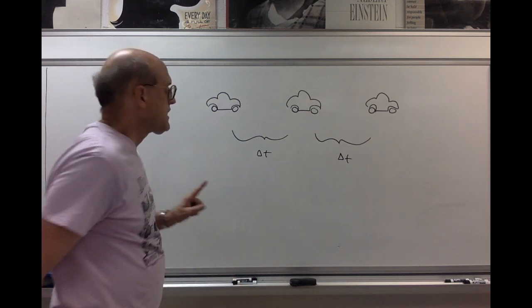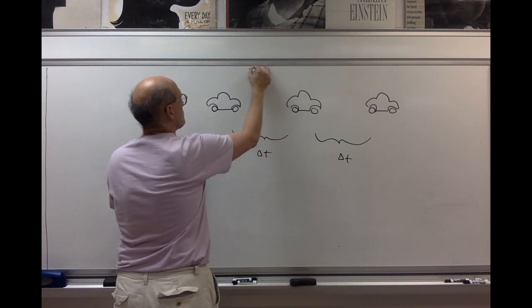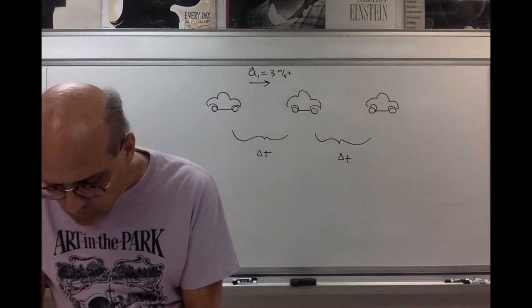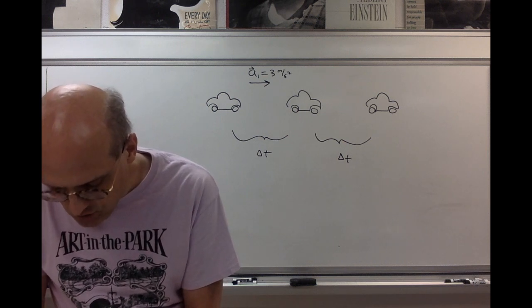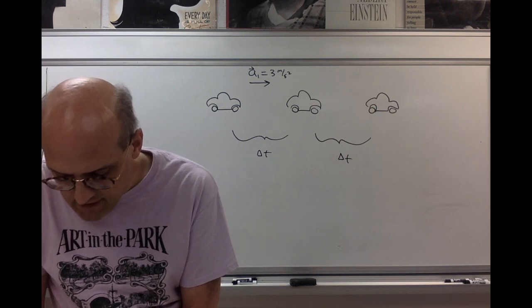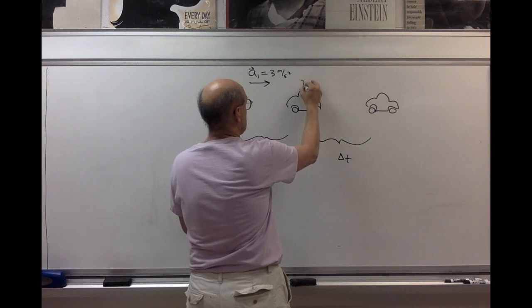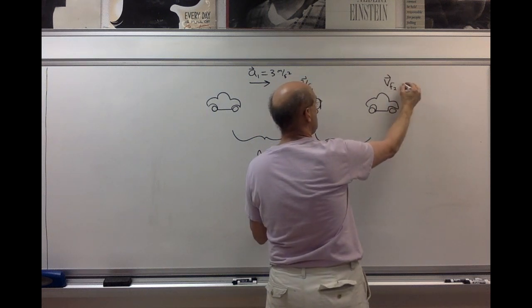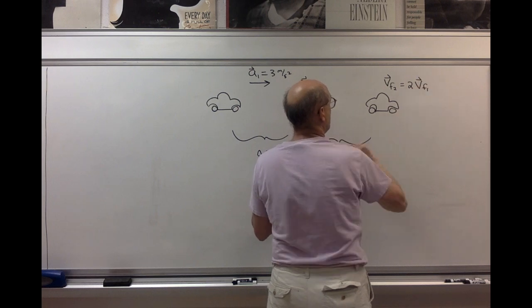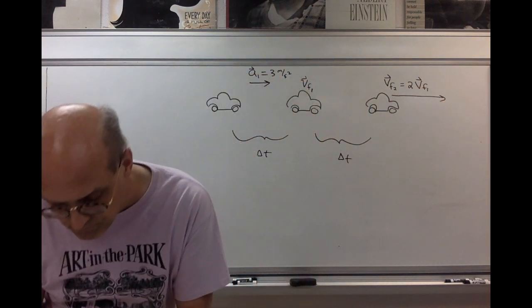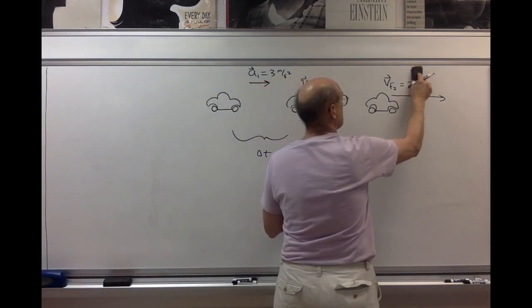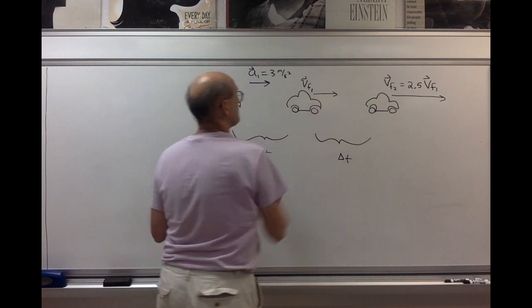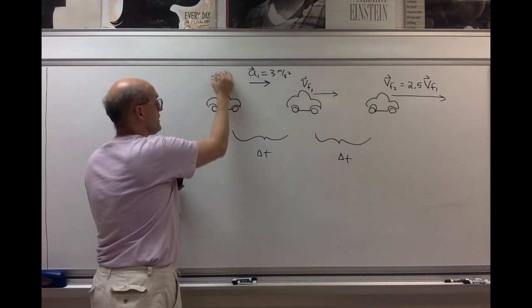Now, the car's acceleration in stage 1 is 3 meters per second squared. And we're told that the velocity at the end of stage 2 is 2.5 times greater than it is at the end of stage 1. Okay, so we have VF2 is equal to 2.5 times VF1. And the car starts from rest, so VO1 is 0.